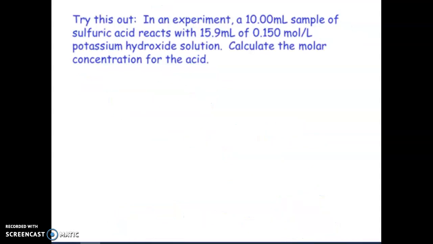Okay, so try this one out. So we have an experiment. We have a 10 milliliter sample of sulfuric acid reacting with 15.9 milliliters of a 0.10 mole per liter potassium hydroxide solution. Calculate the molar concentration for the acid, okay? So you can go ahead and do this example, and I'm going to do the answer in the next part.